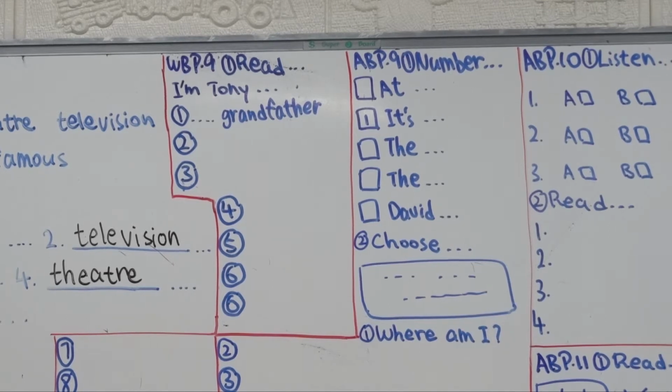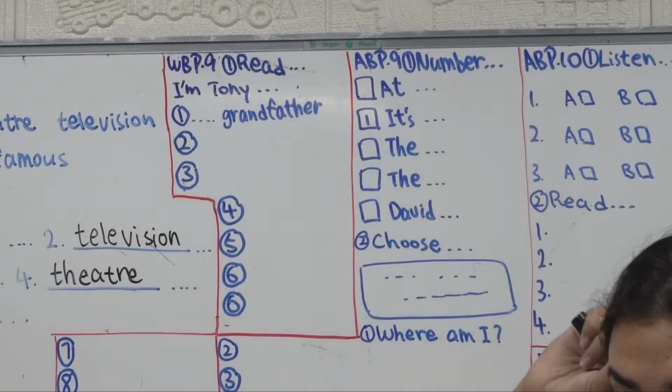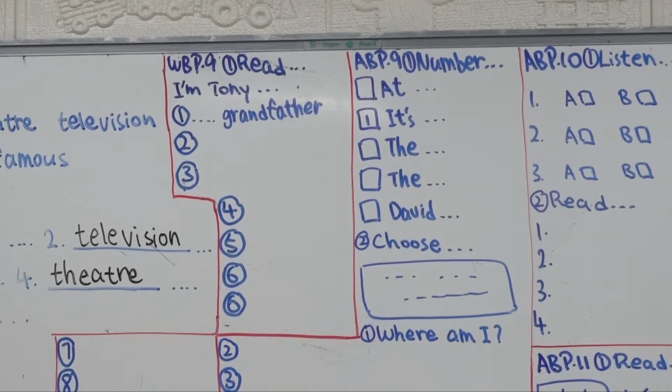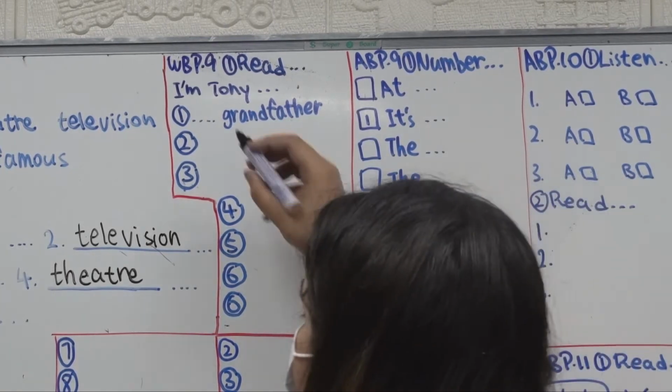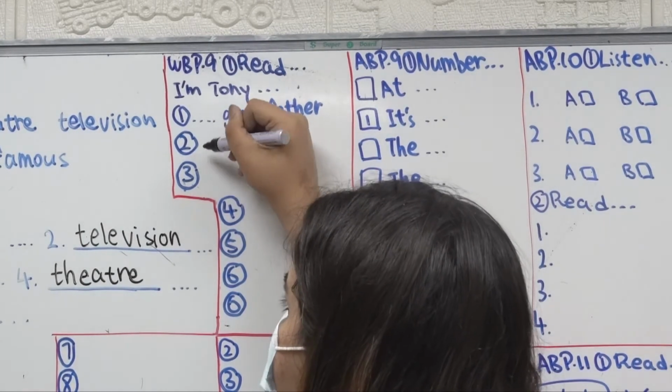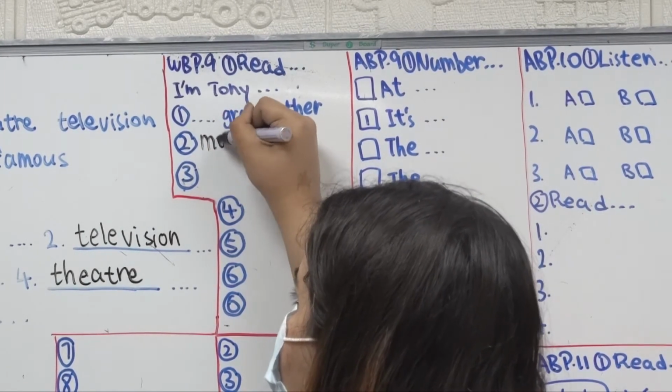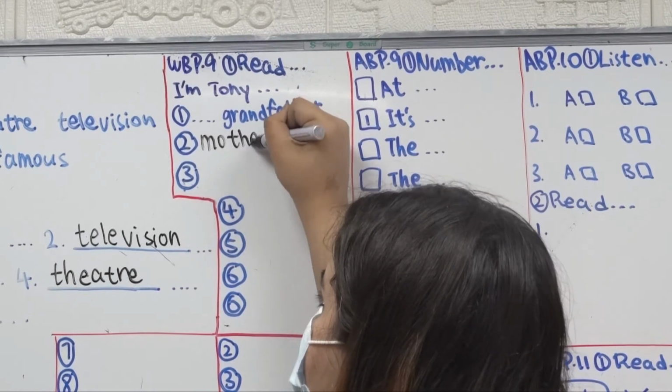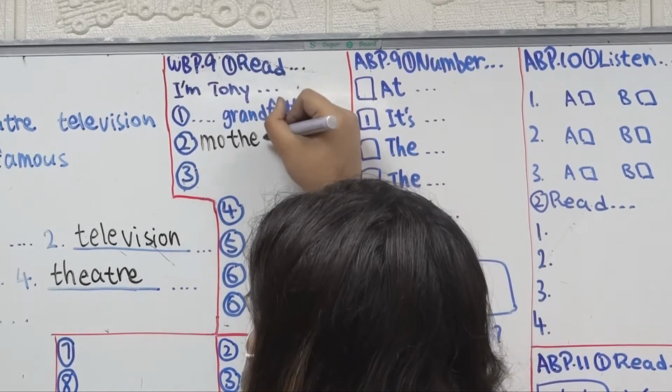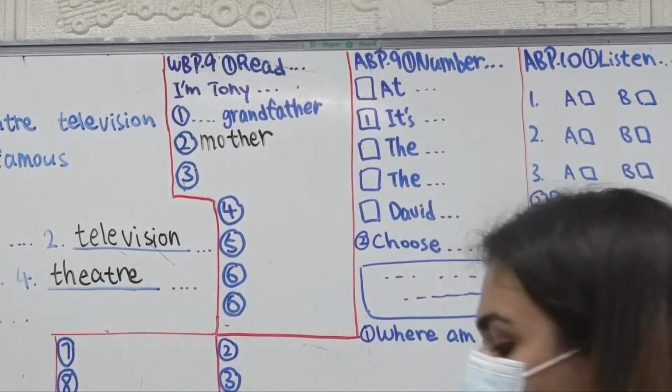In line 2, it says my grandfather's name is Tom. So that's why the answer is grandfather. All right, just like that, let's do it. Number 2, Sue is... he said that my mom's name is Sue. So Sue is, we don't write mom here, we write mother, the full form. It says family word, so please write the full form, okay? Mother.